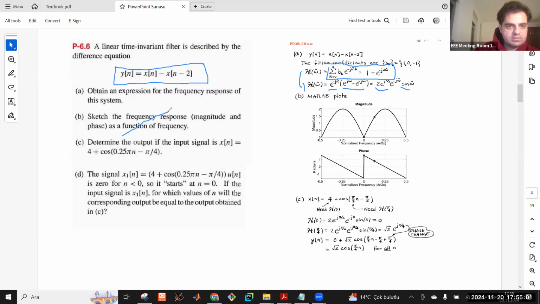Again, I will skip this floating part. Determine the output if the input is given. Here we need h0 for this DC term and h pi over 4 for this cosine term. H0 is equal to 0. When you put a 0 here, sine 0 is 0. Therefore, h0 is 0.